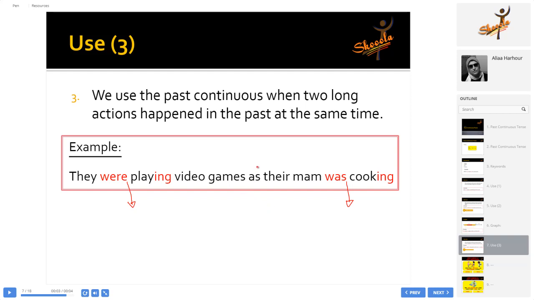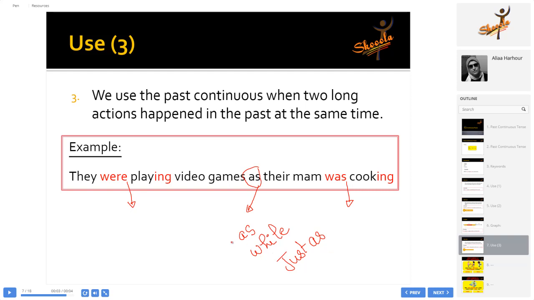And I have a linking word here, which is as, or one of the keywords, which is as. Can I use when? No. If both actions are long, I either use as, while, or just as. Again, if both actions are long, I never use when.